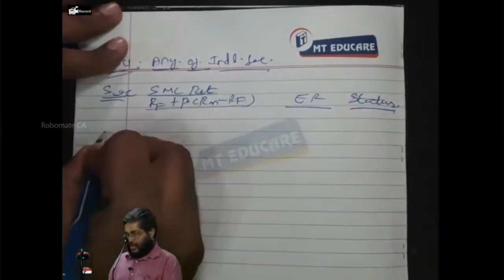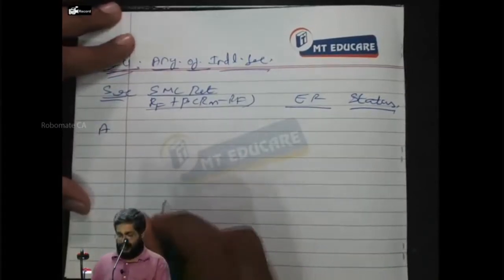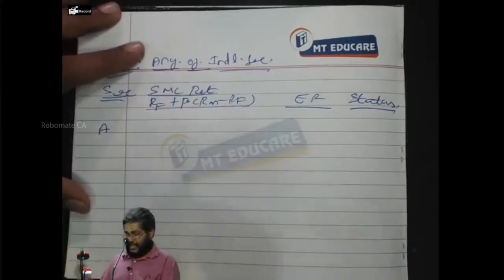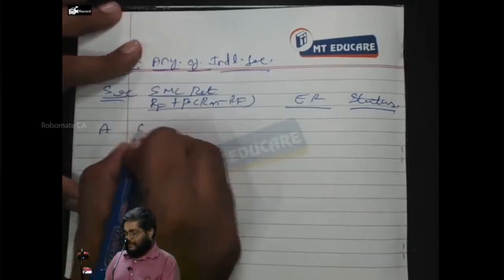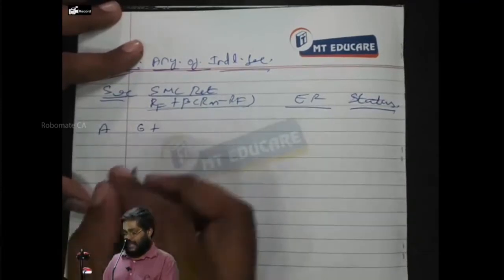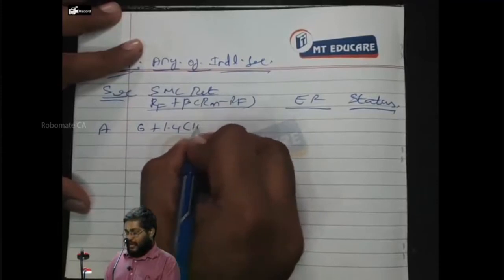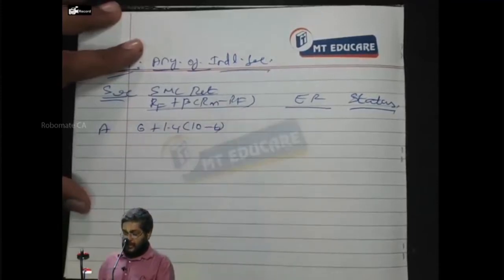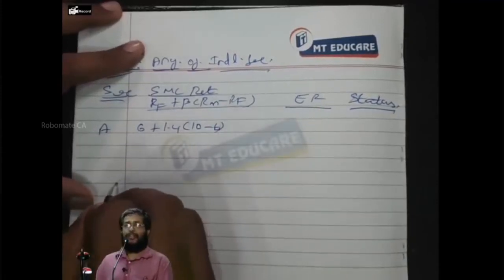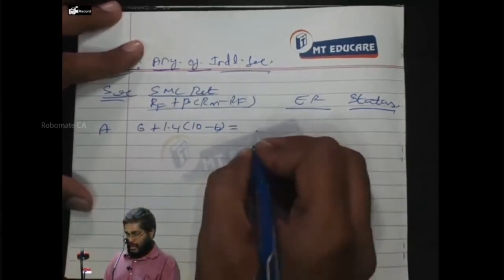One by one, let's start with security A. RF plus. Everybody do along with me. What is RF? 6 plus. What is the beta of security A? 1.4 into 10 minus 6. So 6 plus 1.4 into (10 minus 6). Am I right or not? Tell me, what is the number here?